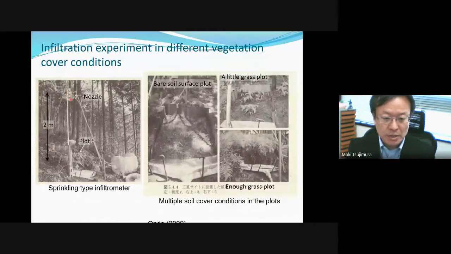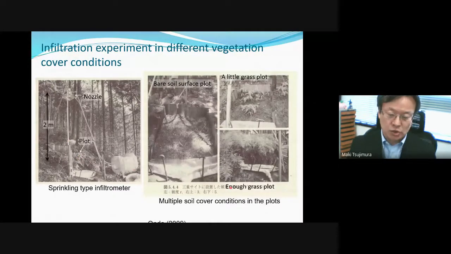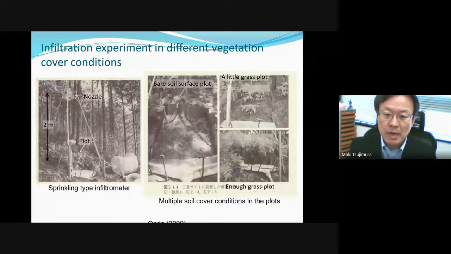So the nozzle produces sprinkling, a rainfall, on the ground surface, the hill slope. Then the plot accepts the artificial rainwater, and some water discharges. Then we could evaluate the infiltration capacity on the plot ground surface. For the cases, the bare soil plot here, a little grass plot here, and an enough grass plot there. So in 2009 we performed the sprinkling experimental test in the bare soil plot, little grass plot, and enough grass plot.